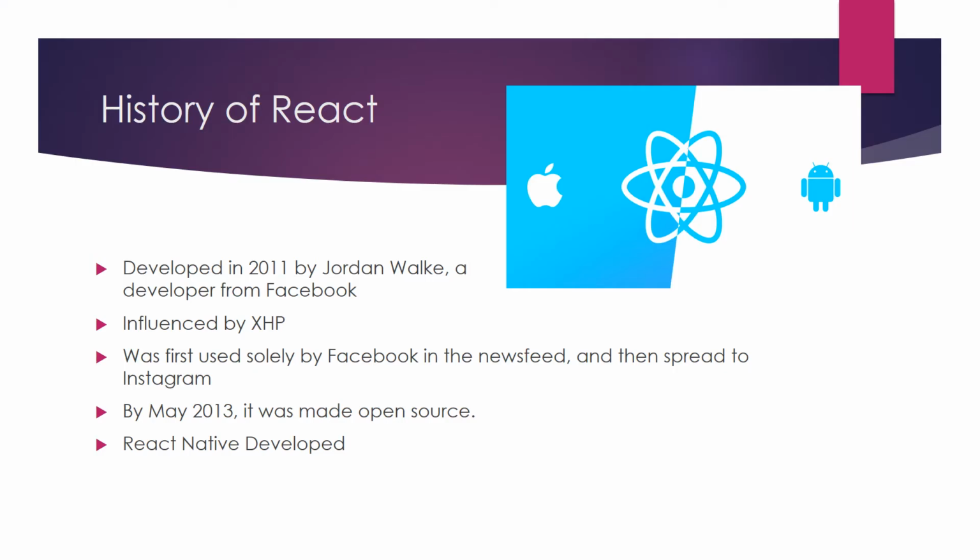This was because it was developed in 2011 by Jordan Walke, an actual developer from Facebook. But in May 2013, at a JavaScript conference, React was made open source and therefore available for anybody to use. Not too long later, React Native for iOS and Android platforms was developed and also made open source. This changed how mobile applications were developed.